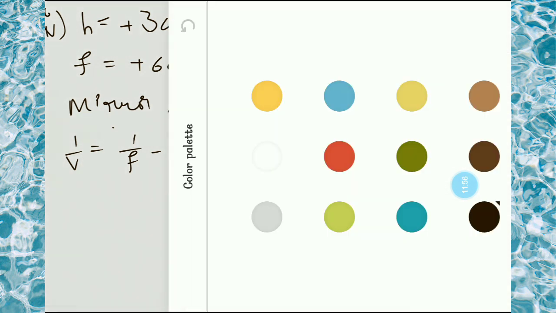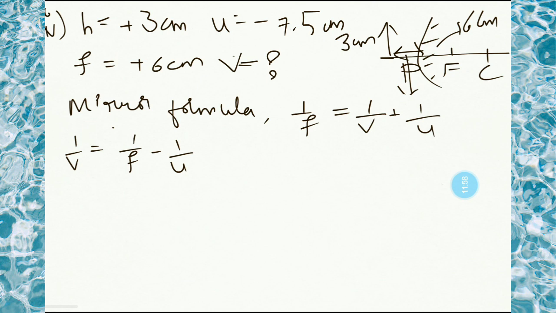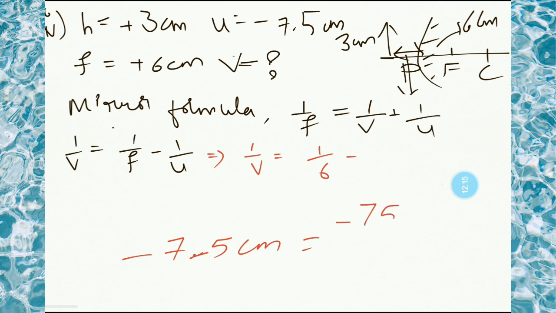Now what we have to do is just substitute the values and you will get the answer. So let me substitute that. 1 by v equals 1 by f. What is f? Plus 6. So 1 by 6 minus 1 by u. What is u? See, it is minus 7.5 centimeters. So how can I write this? I can write this as minus 75 by 10 centimeter. But here I am asked 1 by u, so I have to write it as minus 10 by 75. I have converted the decimal into a fraction. So I will simply write minus 10 by 75.